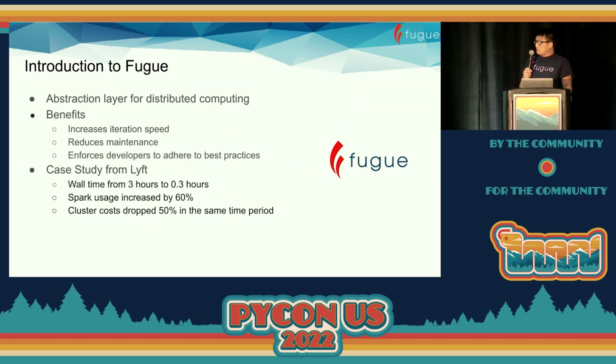But before that, we're going to introduce Fugue. Fugue is an abstraction layer for distributed computing, and we find that Fugue users, because they can describe their code in native Python, see reduced maintenance and increased iteration speed with big data projects. We published an article with Lyft earlier this month, and through Fugue, the average wall time of Spark jobs decreased from 3 hours to 0.3 hours.